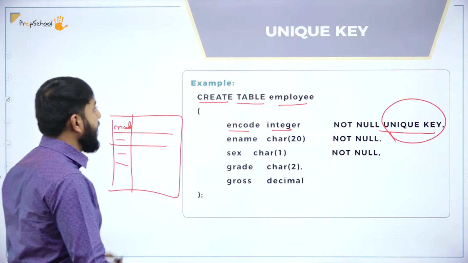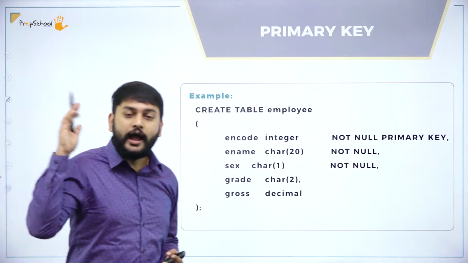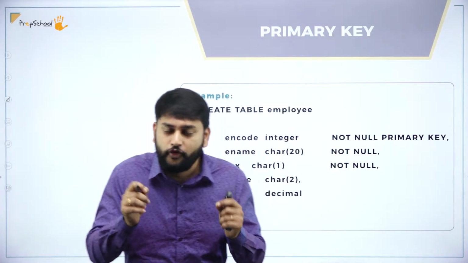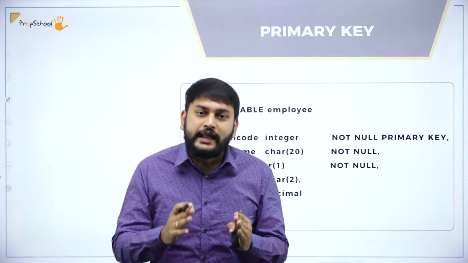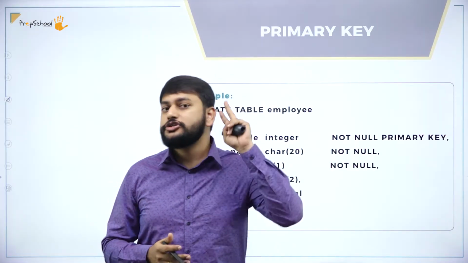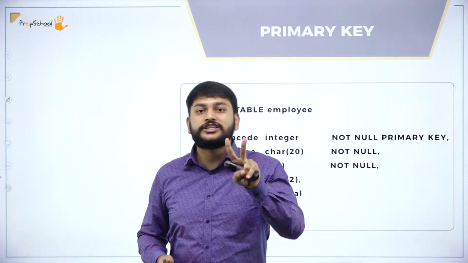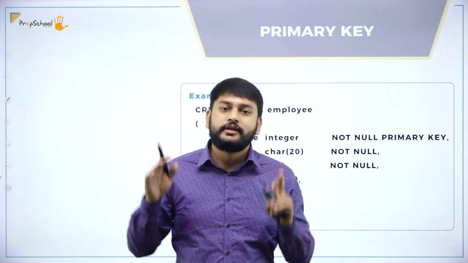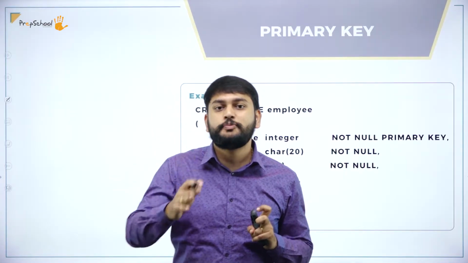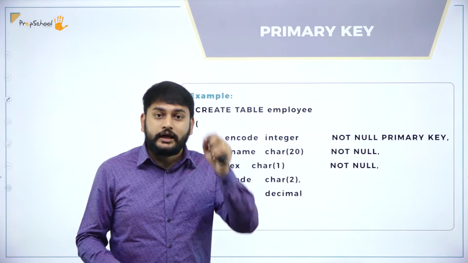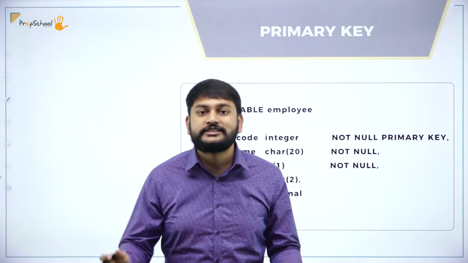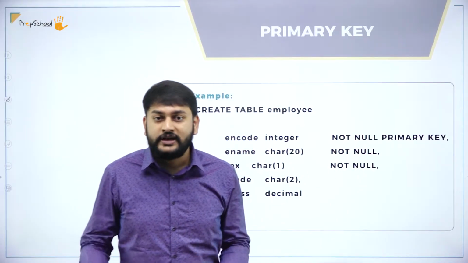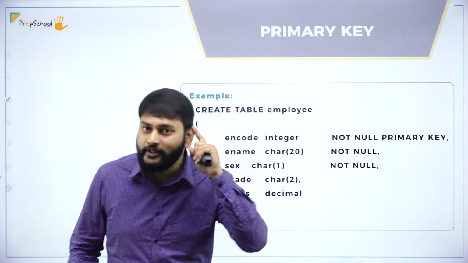Moving on to the next constraint, the primary key. What exactly is the primary key constraint all about? First of all, please understand, if I make any column a primary key, it should satisfy two rules. The first one is it should not be null. And the second one is it should be unique. Only if the column data satisfies these two conditions will I call it a primary key. Otherwise, it cannot be a primary key. That is the point that you should remember.